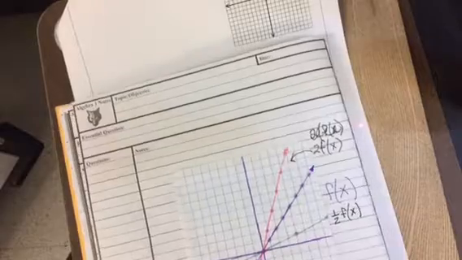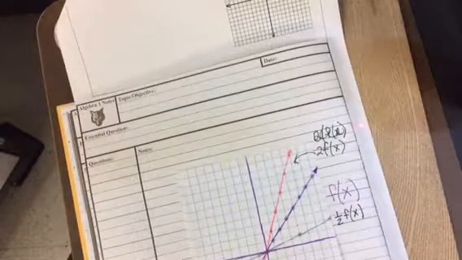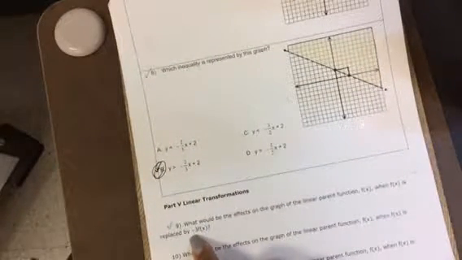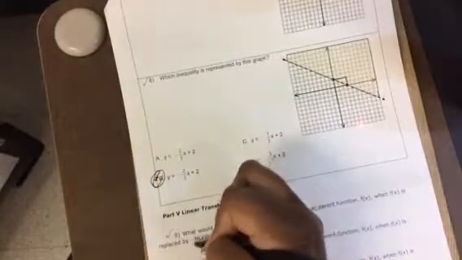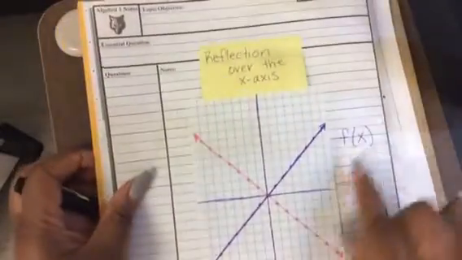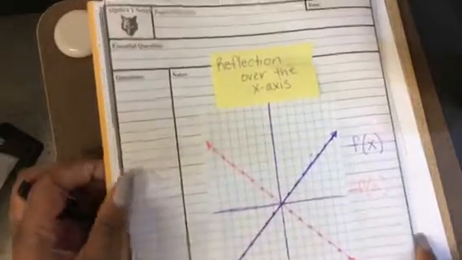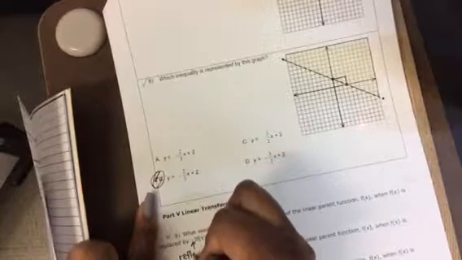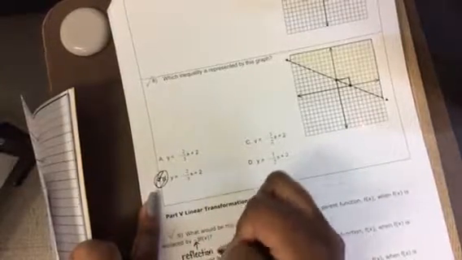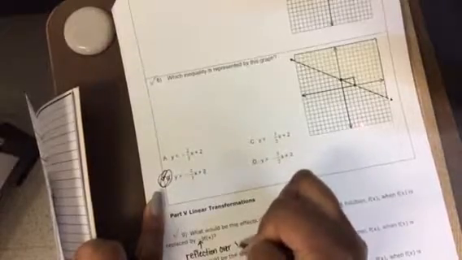So the problem says negative 3 f of x. So there are 2 transformations going on. First is the negative. And if I look back at my notes, the negative transformation is a reflection over the x-axis. So I'm going to write that down. Reflection over x.